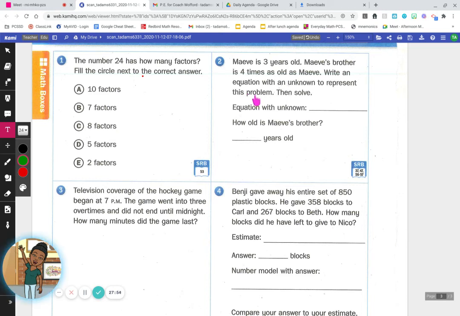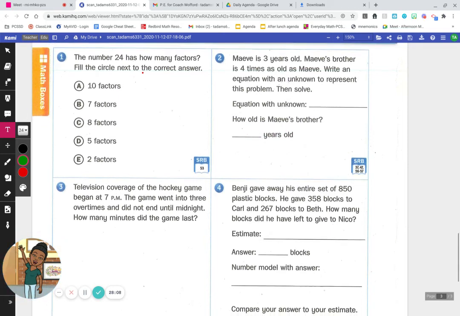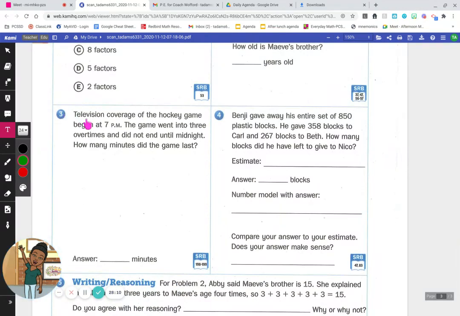Number 2, Mauve is 3 years old. Mauve's brother is 4 times as old as Mauve. Write an equation with an unknown to represent this problem, then solve. Your unknown, remember, is a letter. So don't put the answer on this line. Put the letter. You're solving it here. How old is Mauve's brother? The second line is for your answer.